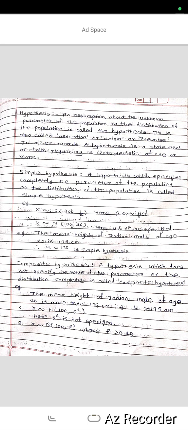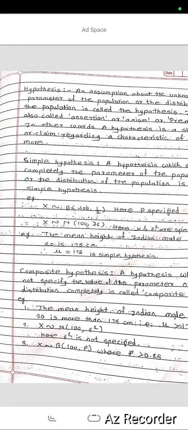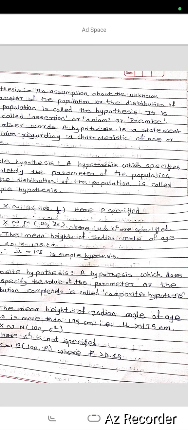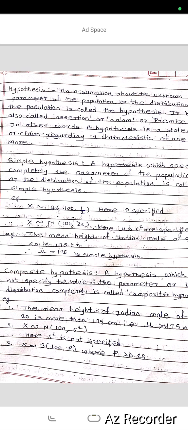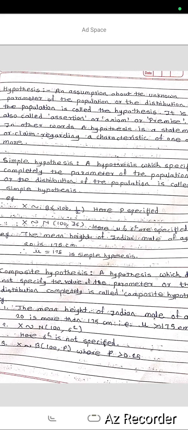And versus composite hypothesis: a hypothesis which does not specify the value of the parameter or the distribution completely is called composite hypothesis. As we see, in simple hypothesis we know the value of the parameter completely. In case of composite hypothesis, they do not specify the value of the parameter completely.